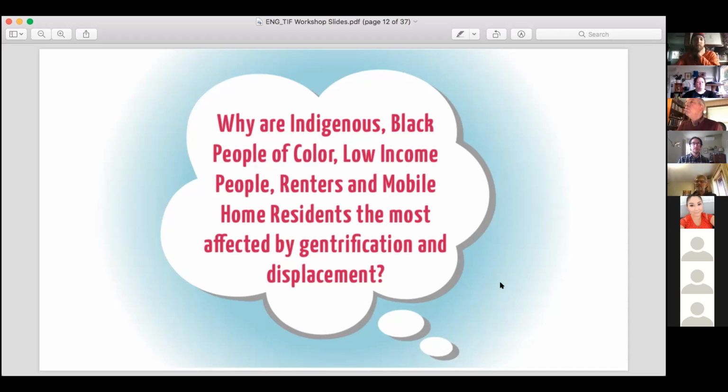And I think that reminds me that displacement really happens in waves too. You might see really dramatically witness displacement if an entire mobile home park gets shut down and all of those residents are kicked out of their homes. You might see it happen really dramatically if an entire apartment building gets bought and the rent gets doubled and everyone who lived there all at once is kicked out of the neighborhood.